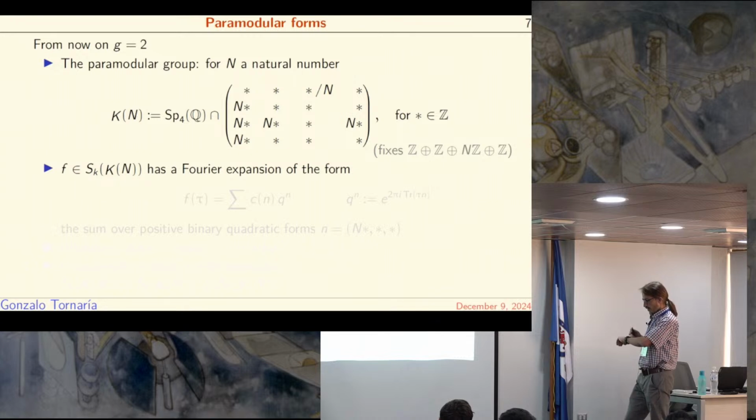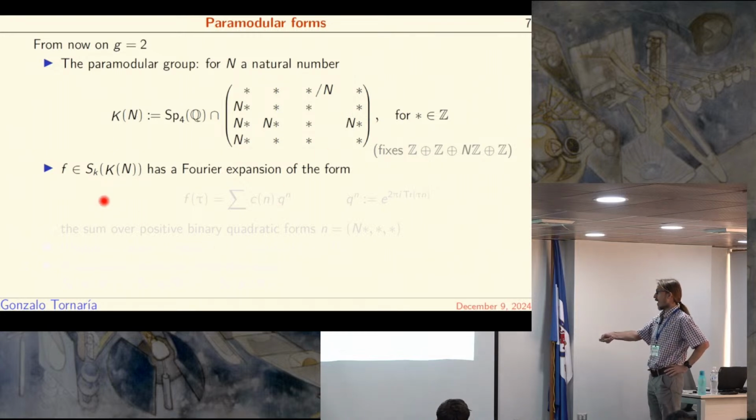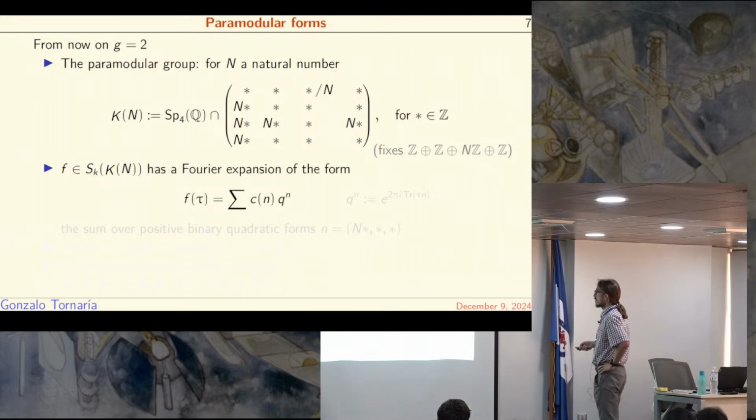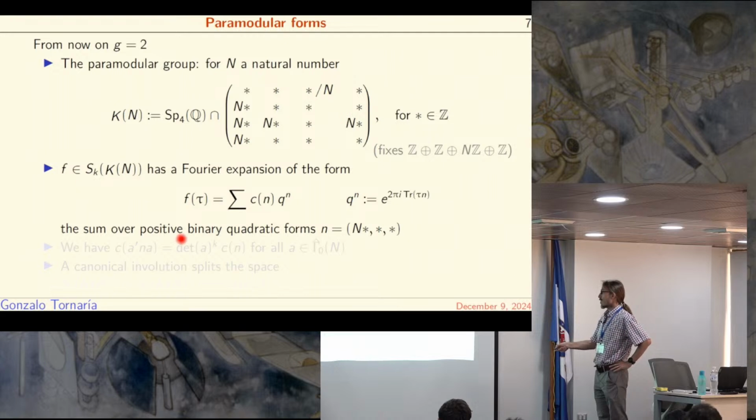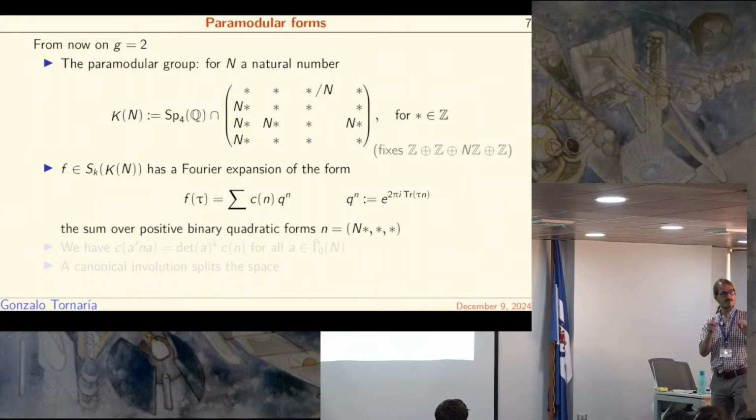Anyway, from the look of these paramodular matrices, you can conclude how the Fourier expansion of the paramodular form looks like. As is usual with Siegel modular forms, you have an expansion like this. Now, be careful. The sum over n is a sum over binary quadratic forms, and this q to the n is just a formal way to write this term. So this is really like 3 variables, because binary quadratic forms have 3 parameters, which matches with the dimension of the upper half space.